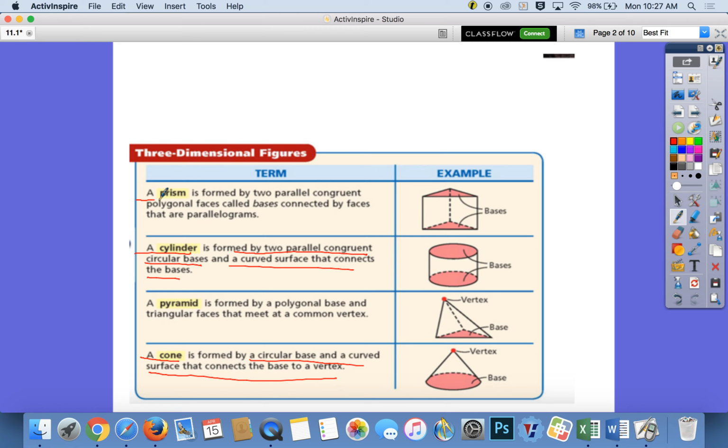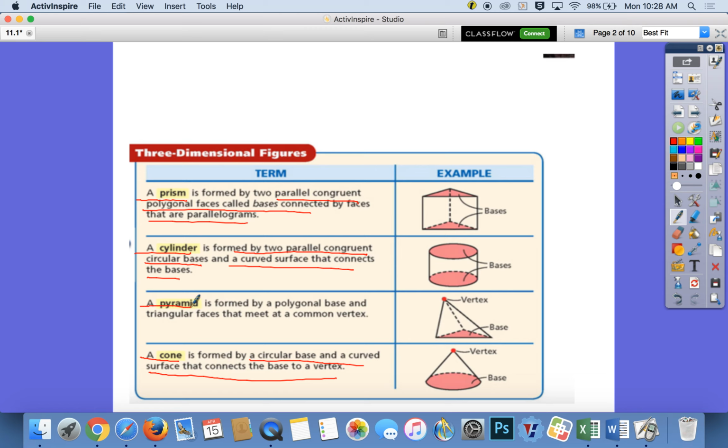Let's get into a prism. A prism is formed by 2 parallel, congruent polygonal faces. So these 2 shapes right here do not have to be triangles. They can be other shapes, as we'll see in a few minutes. So 2 congruent faces, they're called bases. The faces, the sides, are going to be parallelograms. That's what you're looking for to identify a prism.